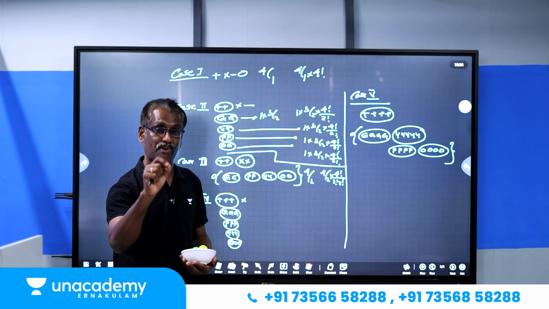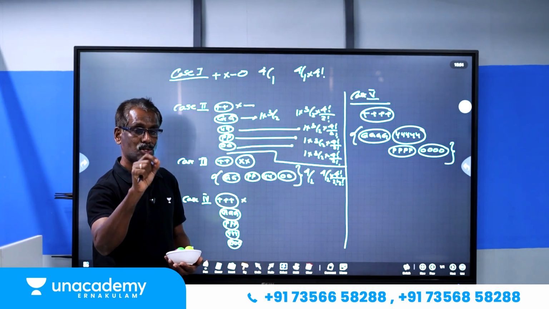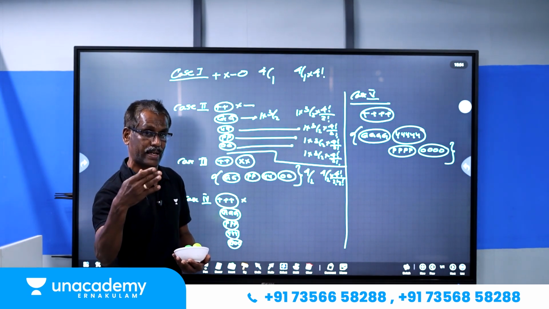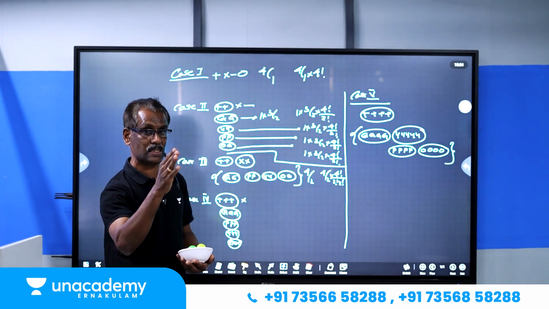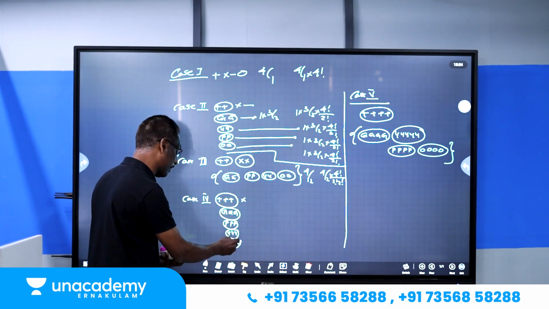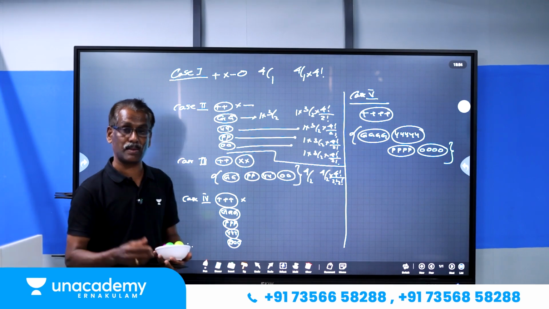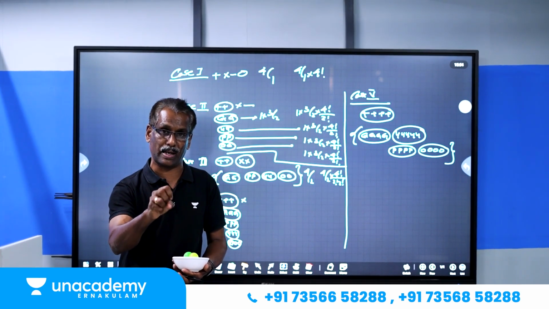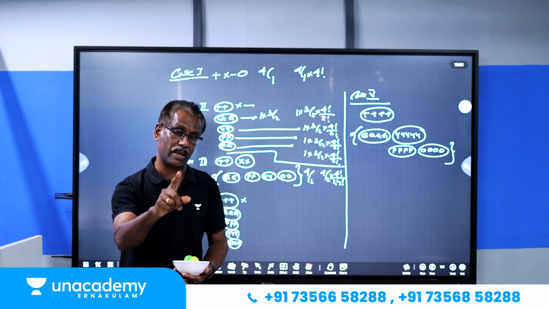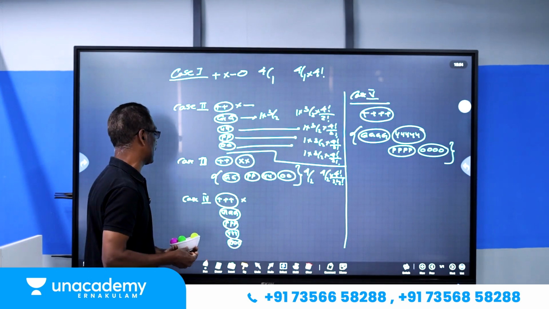In your name, there are 4 letters. Out of 4 letters, 2 letters identical of one kind, 2 letters identical of another kind. Number of permutations is 4 factorial by 2 factorial into 2 factorial. Fourth case, out of 6 green ladus, you are selecting 3 green ladus, remaining ladus distinct. This is the case.